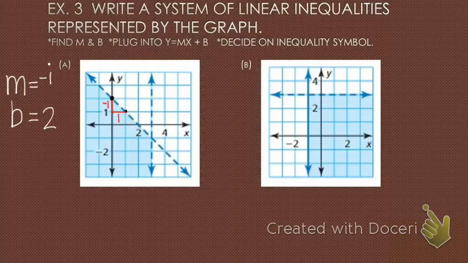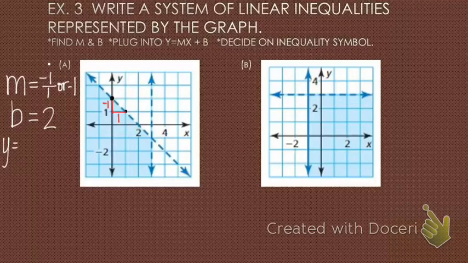Negative 1. -1 over 1 or -1. All right? Now, Avery, we're supposed to take the M and the B and plug it into y equals mx plus b. So what does that look like if I do that? y equals -1x plus 2. Awesome.